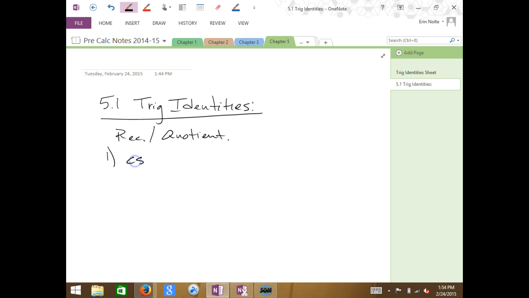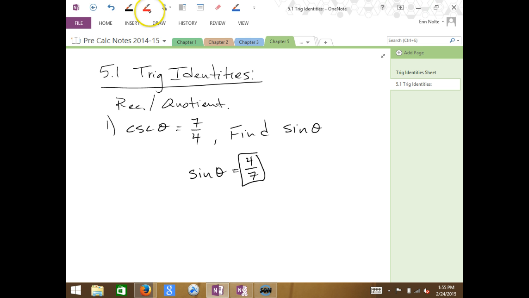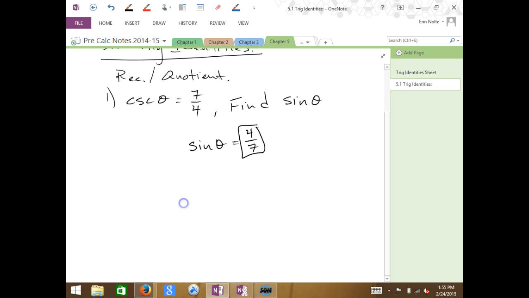They'll give you something like the cosecant of the angle is 7/4. See if you can figure out what the sine is. If you know that the cosecant is the reciprocal of what? Sine. All you have to do is say sine is what? 4/7. Very good. Sine is 4/7. That one was pretty easy, so let's do one that's a little bit more complicated.